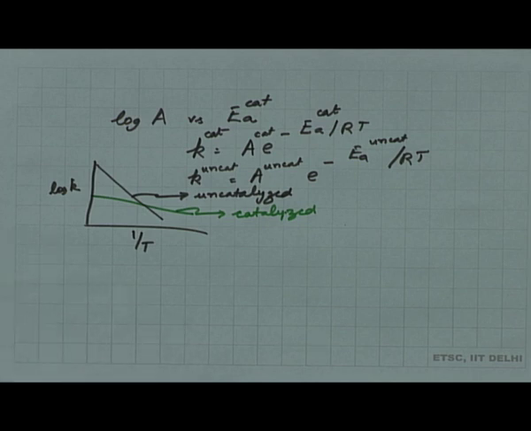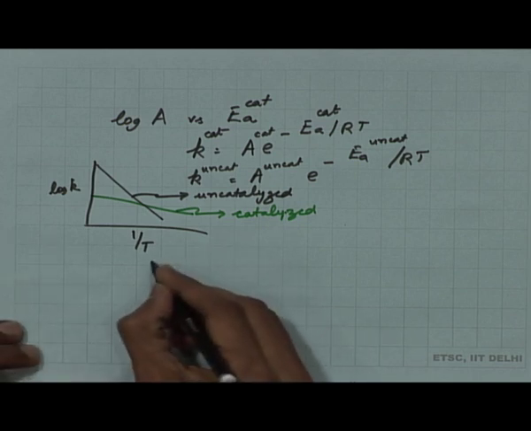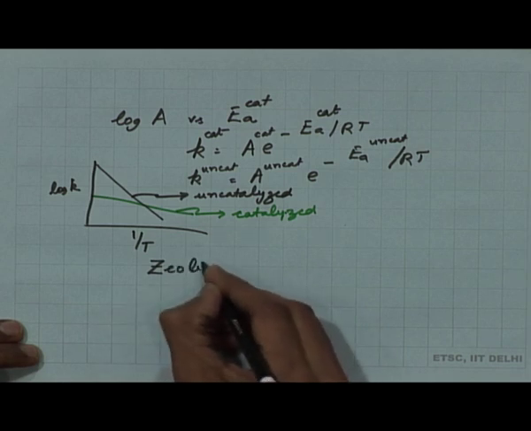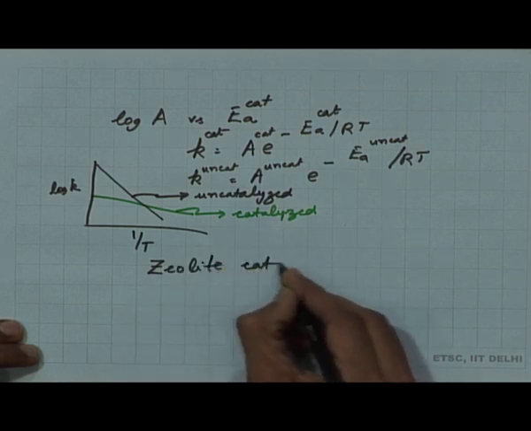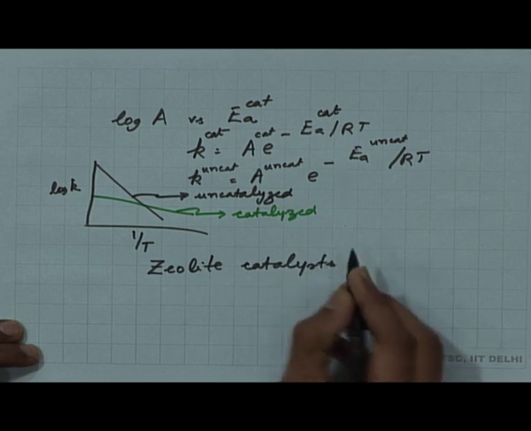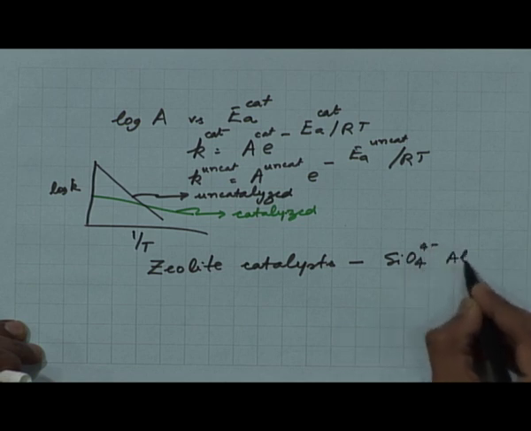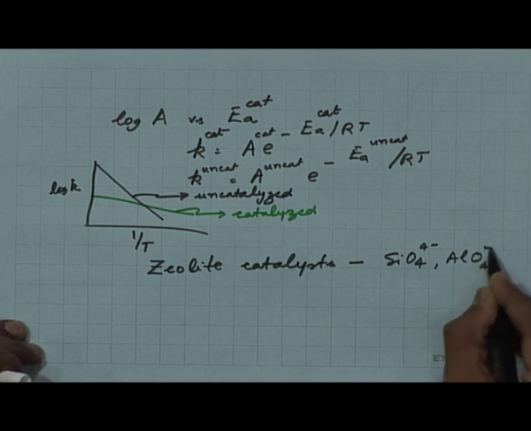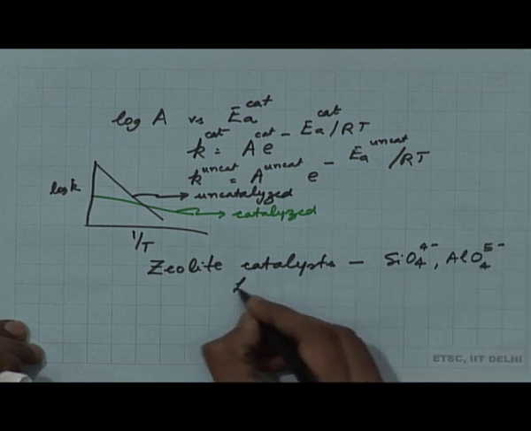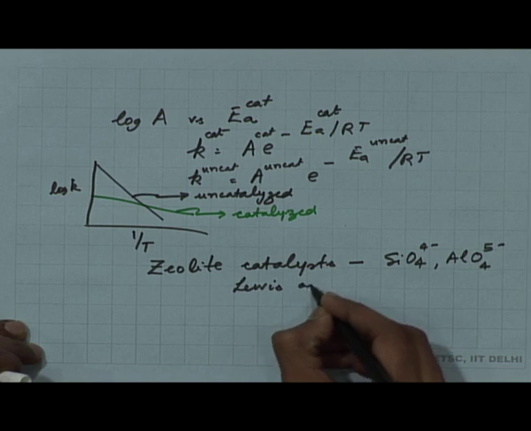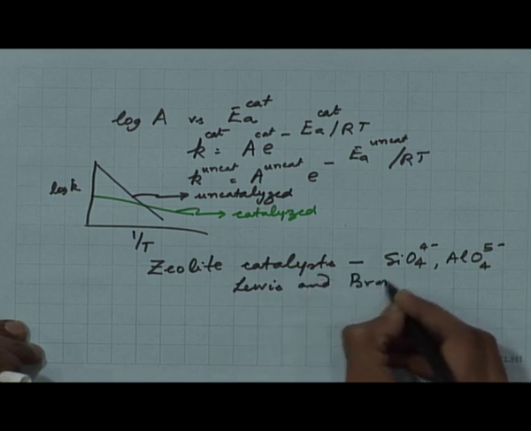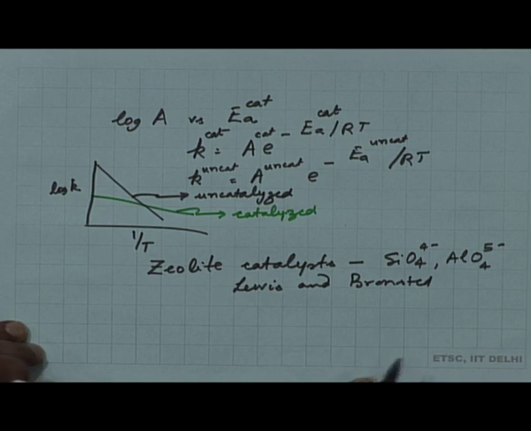The other things that we discussed were the aluminosilicate based zeolite catalysts, where we said that this is made up of silica and alumina tetrahedra, and there are both Lewis and Bronsted acid sites in these zeolite cages, which helps its catalytic properties.